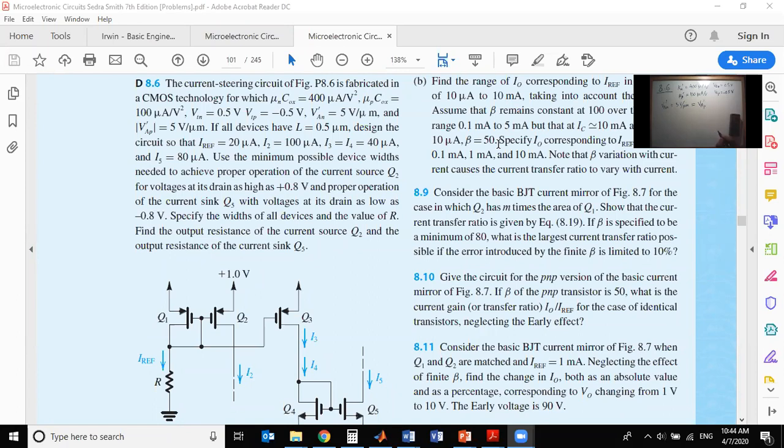Okay, if all devices have L as 0.5, so now L is given, see? So you can multiply this by this to get V early, right? So this is 0.5 micrometers. And the question is to design the circuit so that you have I reference, so IREF is 20 microampere. So this is my reference current. I would like to replicate this current.